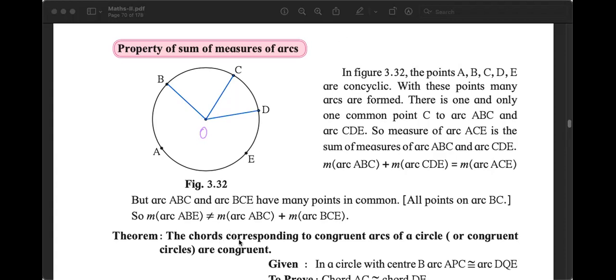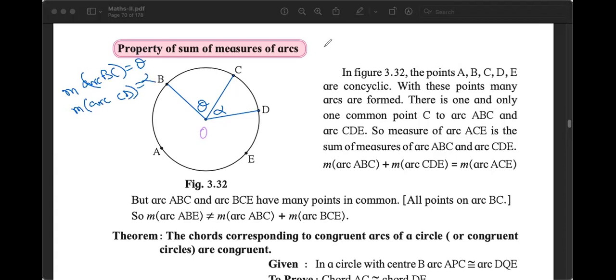I have drawn the radii so that we can measure the arcs. We can assume this is theta. This is alpha. So just for our convenience, measure of arc BC equals theta, and measure of arc CD equals alpha.